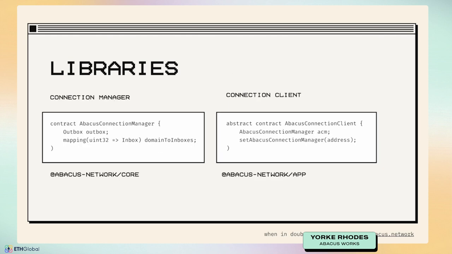But I want to talk a little bit about what additional tooling we provide to simplify this integration experience for you. At the smart contract library level, we have some NPM packages that you can add as dependencies to your project that expose these libraries. So there's this Abacus Connection Manager and Abacus Connection Client.